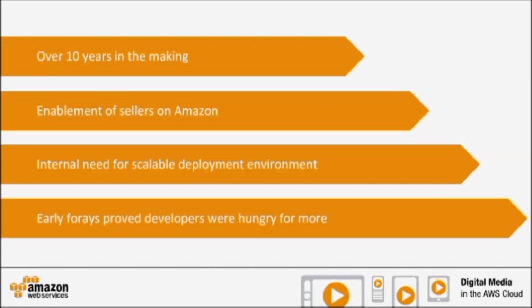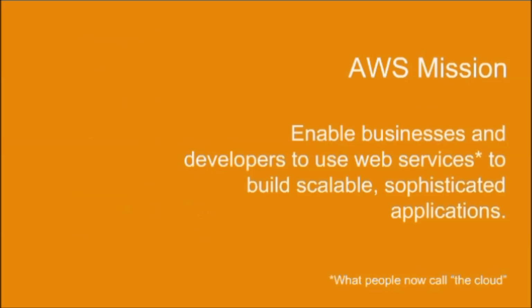So in 2006, Amazon Web Services was born. And our mission was clear, to enable businesses to develop and developers to use web services to create scalable, sophisticated applications. It's interesting to note that what we call web services has now morphed into a more common term, the cloud. So Amazon Web Services is and always has been a distinct and individual organization within Amazon.